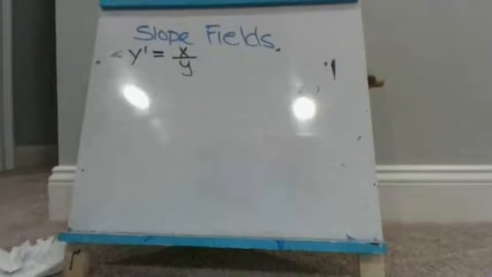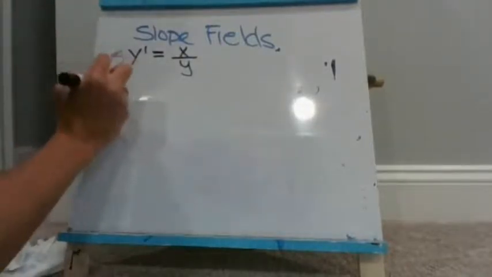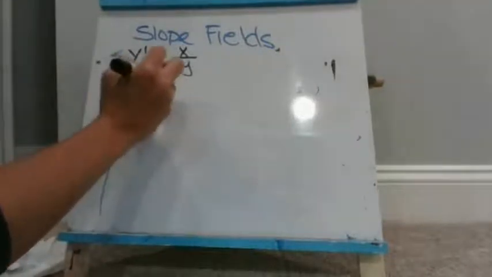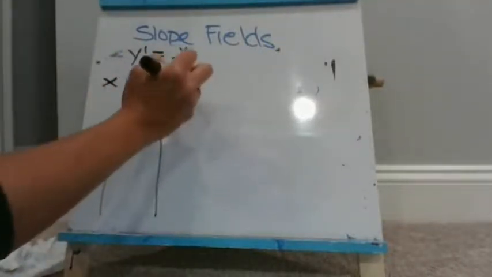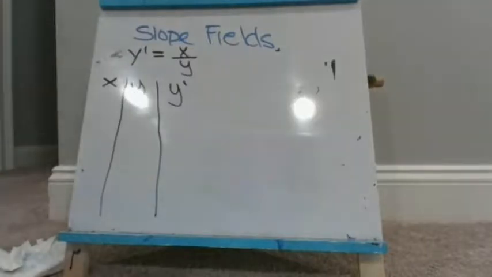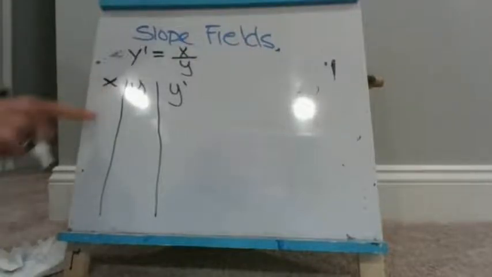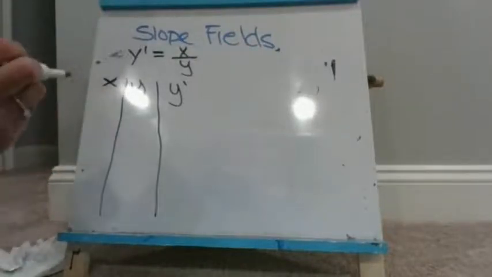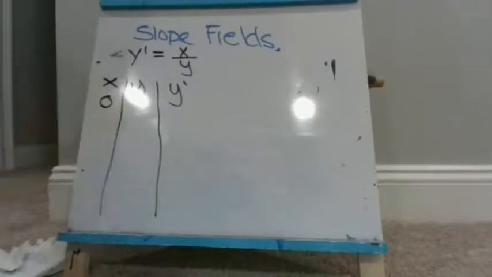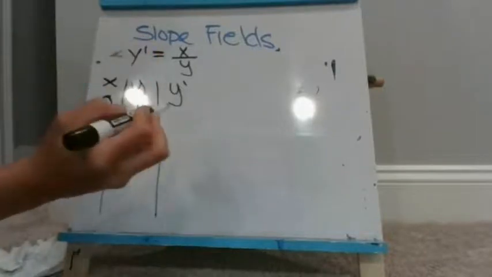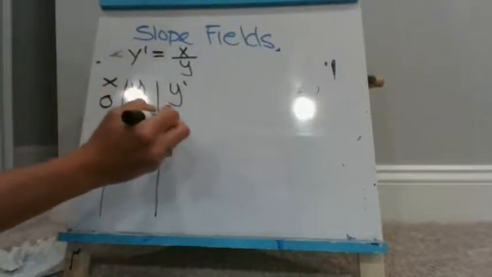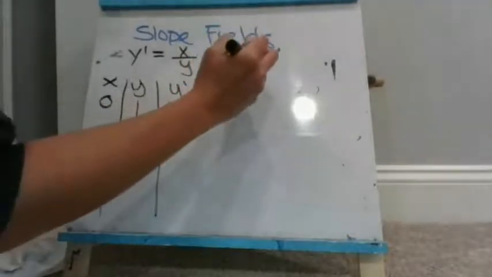Let's check out the slope field for x over y. I'm going to make a table of values for this. And this one's even a little more different because it has an x and a y in it, so we're going to have to play with this a little bit. Let's pick a value for x. If x was, we'll say, 0, and y was 1, then my derivative would be 0.